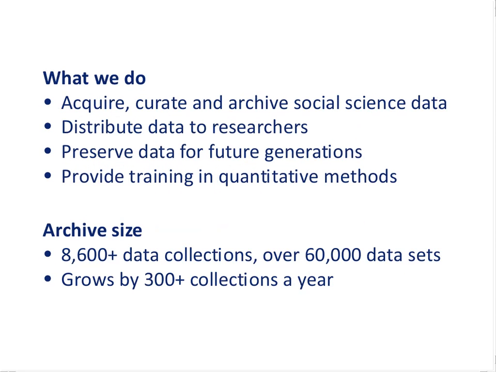As an archive and as a repository, we do a few things. We acquire, curate, and archive social science data. We then distribute it to researchers, both the metadata, or the information about the collections, as well as the data in numerous formats to make it easier for them to use, both on their desktops and in the browser. We have a large mission to preserve the data for future generations. We also have a large summer program, over 1,000 students this last year, and provide training in quantitative methods. More recently, we've also provided courses in curation and data management. We have over 8,000 data collections.